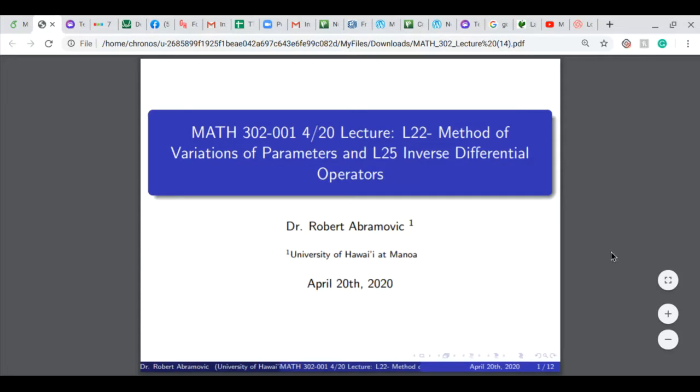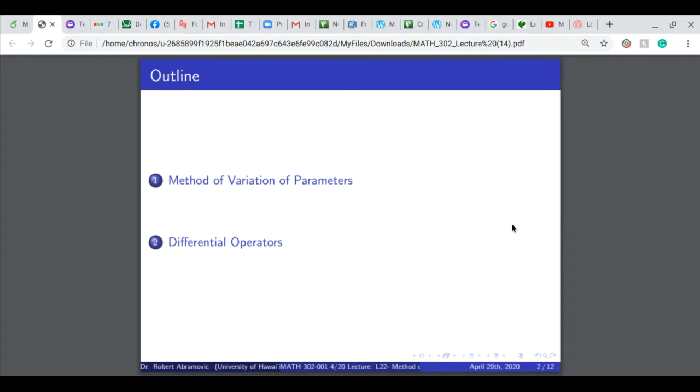Welcome to our lecture on methods of variation of parameters and inverse differential operators. We'll first discuss the method of variation of parameters, and then we'll go on to discuss differential operators and how inverse differential operators are used to find a particular solution to a non-homogeneous equation.